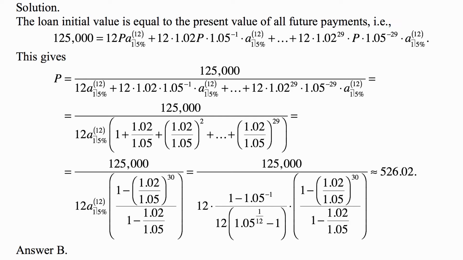And the whole expression, 125,000 divided by all of these things in the denominator, if you calculate it, this ends up being approximately 526.02, which is answer B.